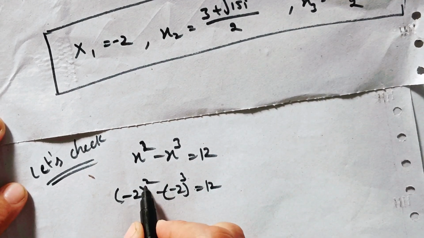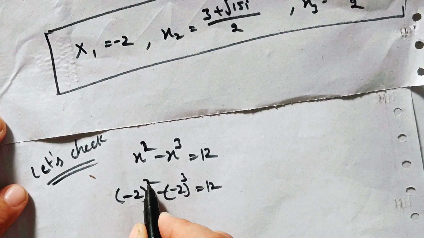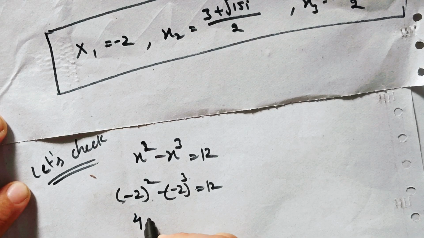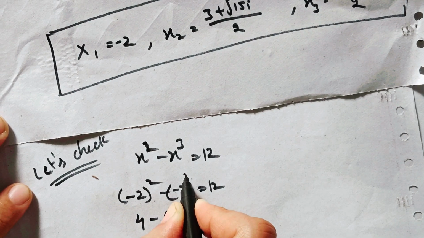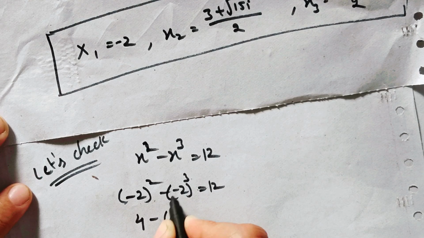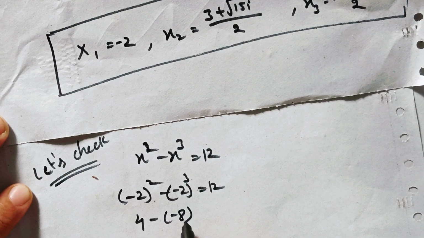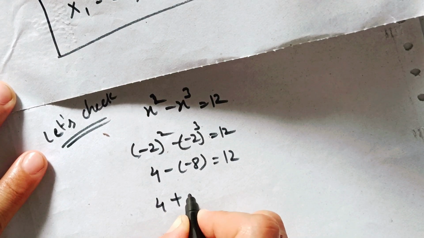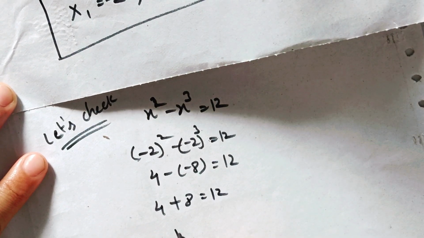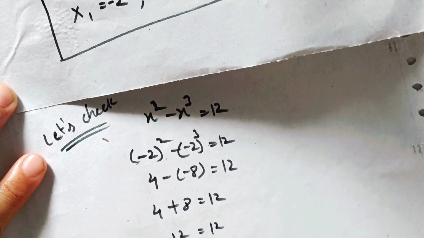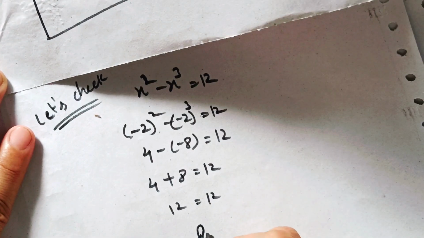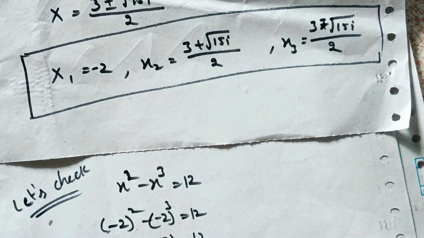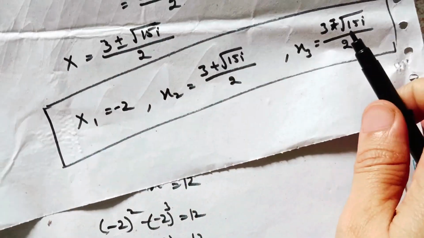Minus 2 whole square means here power is even, that's why minus will also take the positive sign, which is 4, minus of, here power is odd and minus is there, so minus 8 equal to 12. Then 4 minus of minus is plus 8 equal to 12. 12 equal to 12. So hence proved. Means x equal to minus 2 is the correct value, and the rest of these two are the complex ones.